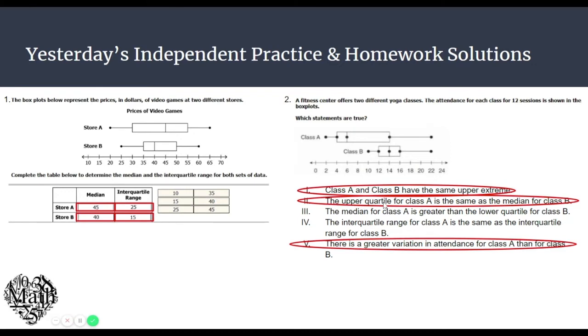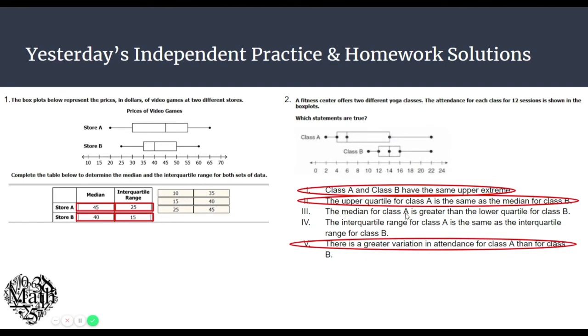The upper quartile for Class A is the same as the median for Class B. So let's take a look. The upper quartile for Class A. So here's Class A. The upper quartile is at 14. It says that's supposed to be the same as the median for Class B. So here's Class B. The median is the line in the box, so that is at 14. So both the upper quartile and the median are the same there.